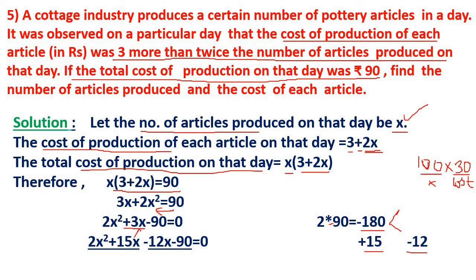So we have to split the middle term into two terms. Now we take x as common from the first two terms, and 6 as common from the last two, since 12 and 90 are multiples of 6. Therefore 2x square plus 15x minus 12x minus 90 is equal to 0. Then we take x as common: x into 2x plus 15, minus 6 into 2x plus 15. While taking minus common, this minus becomes plus. So 2x plus 15 is equal to 0.